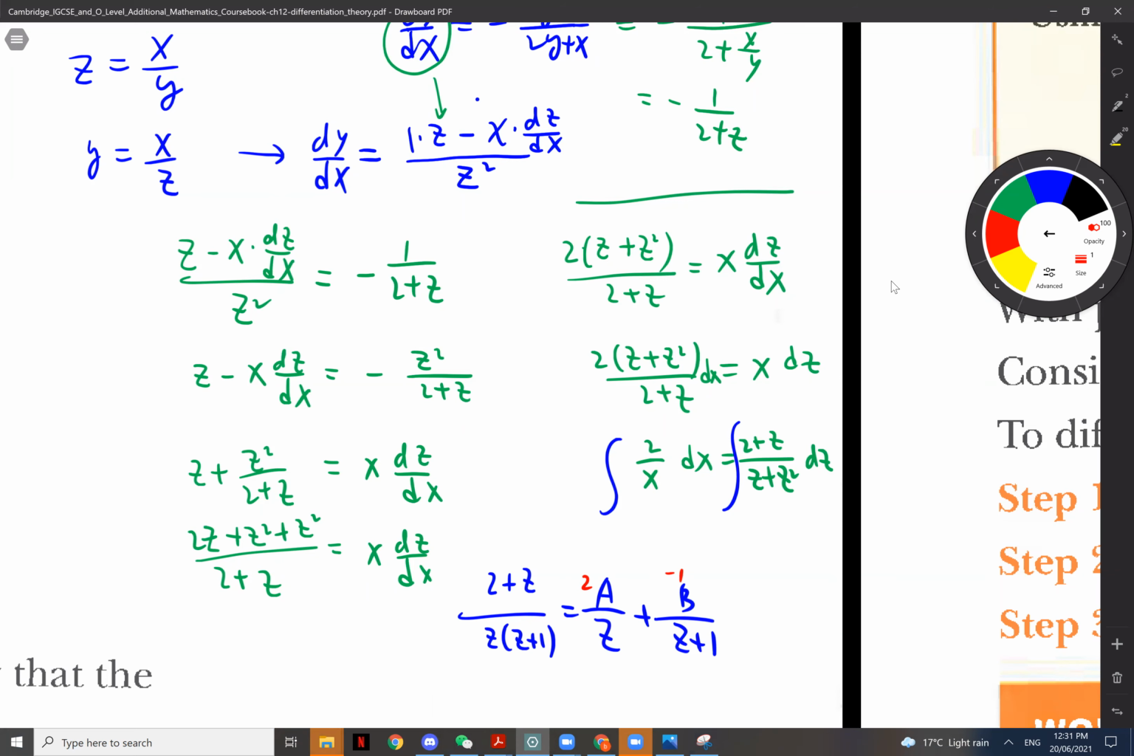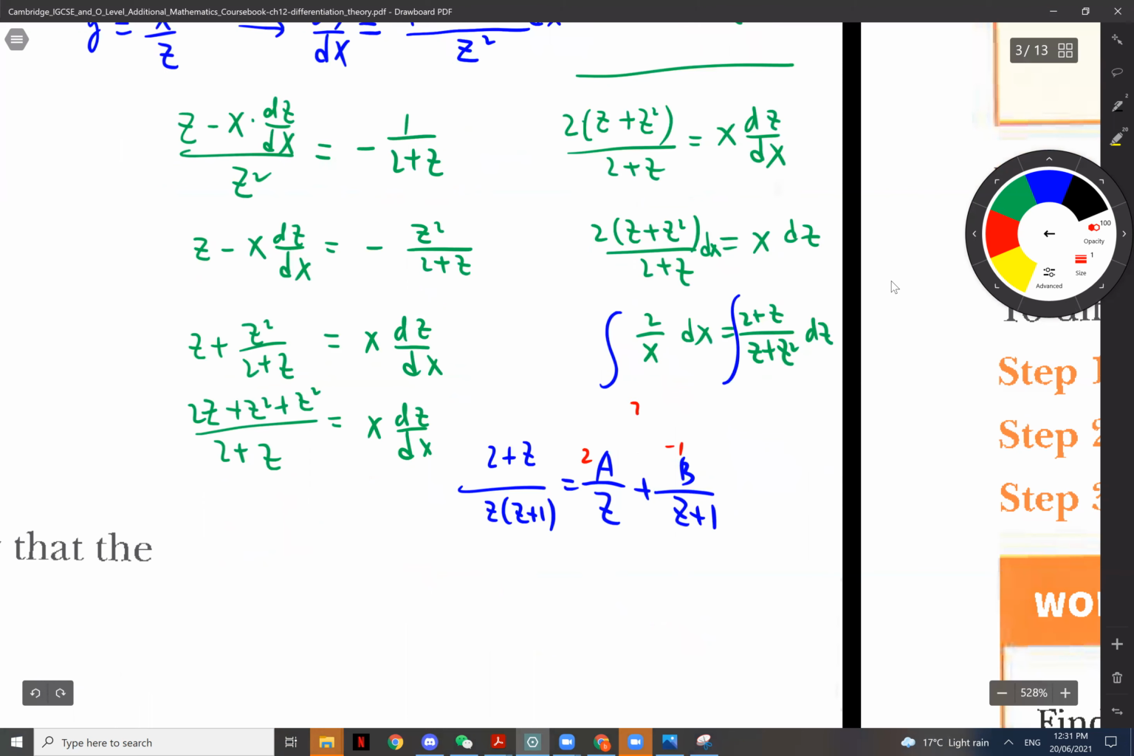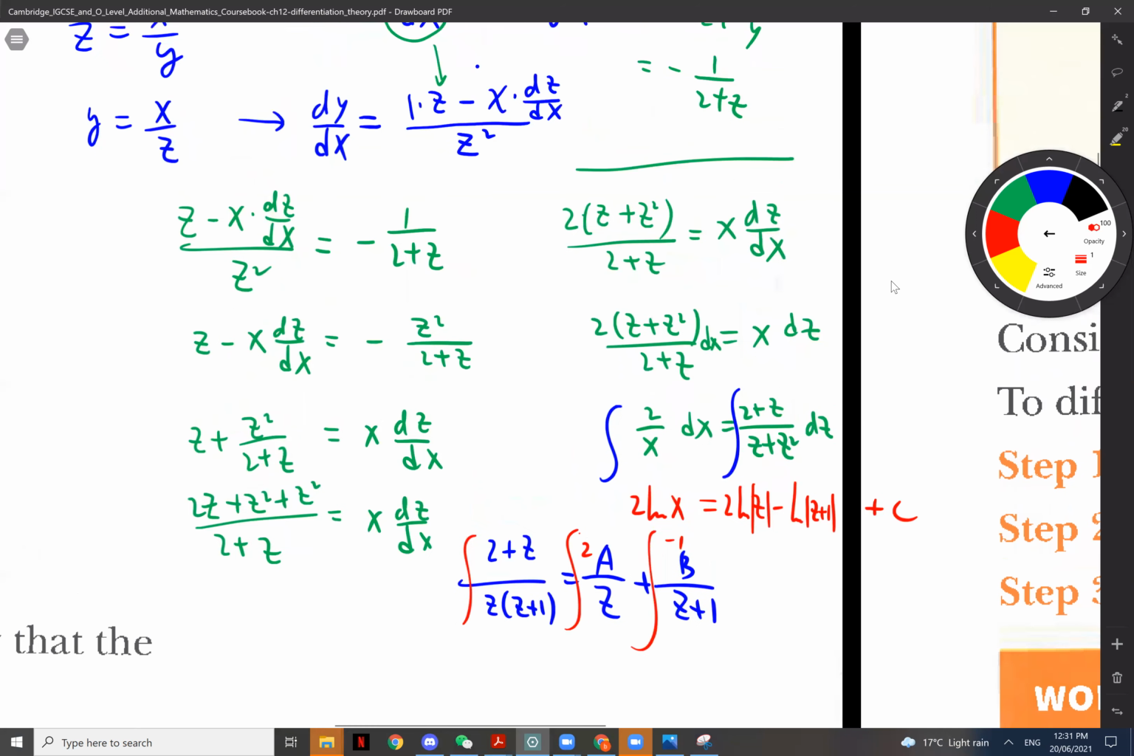Okay. So the question, you integrate, you got 2 ln x equals, integrate this, 2 ln z plus 1, plus C. That's finally how we solve it. Grace, this is too hard. Too many steps.